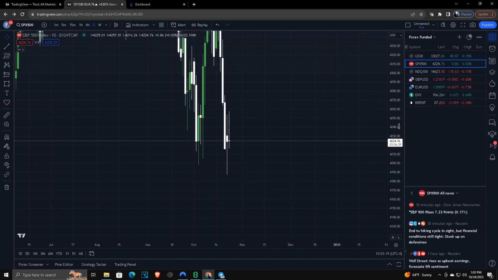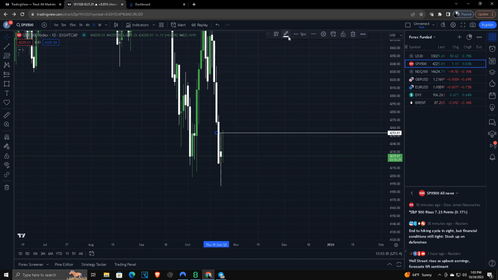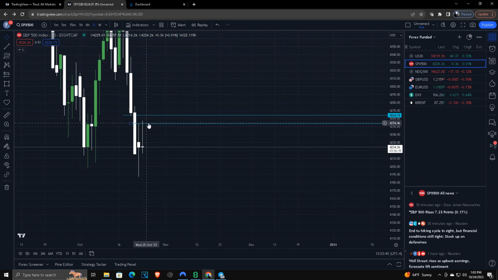What I'm looking for right now, I'm looking on the daily on the S&P 500. So what I noticed is we have the previous day high and the day prior to that low made a fair value gap. So I'm looking for that fair value gap to get hit and then to get rejected. Obviously we see that happened.